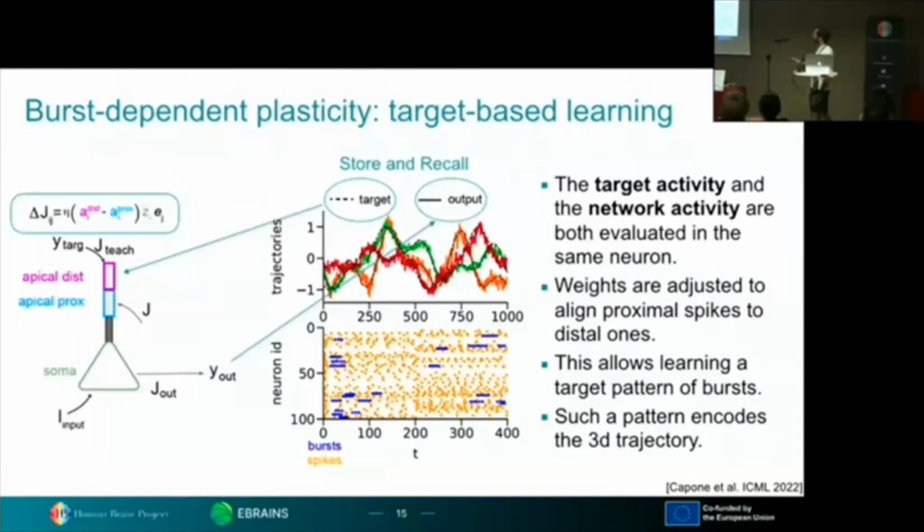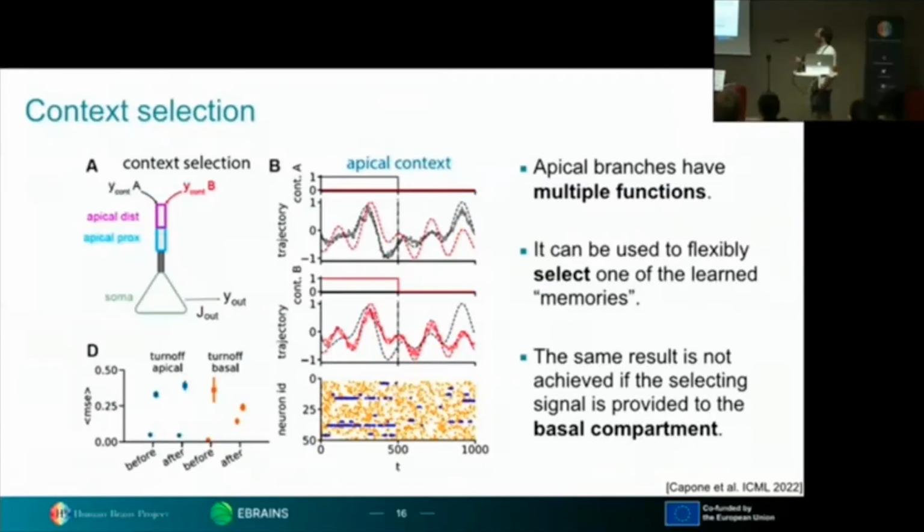So the blue points are showing the pattern of bursts internal to the network activity. This mechanism can actually be used for several purposes. For example, if I have two independent learned trajectories, the red one and the black one, I can use a signal projected to this apical compartment to select the memory, to produce one or the other with the same sensory input. If I provide this black context here, I will follow the black dashed line, while if I provide this other contextual selection, I will follow the red line. So this architecture can also be used for contextual selection.